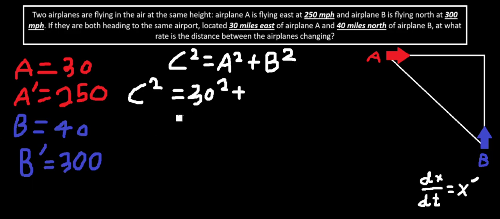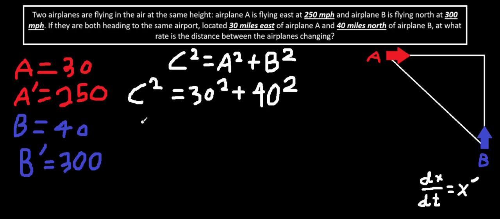Let me get rid of that. Right, much better. So anyways, plus 40 squared. Now 30 squared is equal to 900, and 40 squared is equal to 1600.